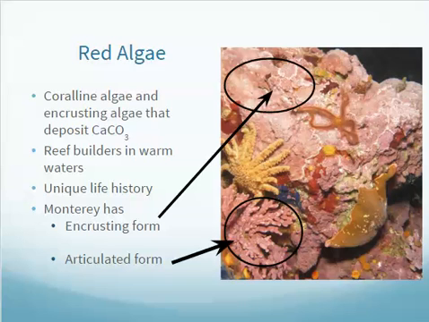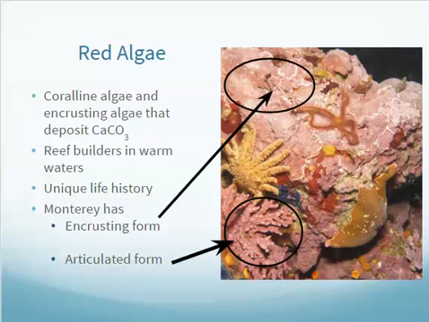The encrusting form you're definitely probably going to see, but you see it a lot in warmer waters. And these are kind of the reef builders. So this kind of algae can produce deposits of calcium carbonate, CaCO3, and that forms this hard crust. And it looks almost like red stone on top of rocks and things, but it's actually an algae.